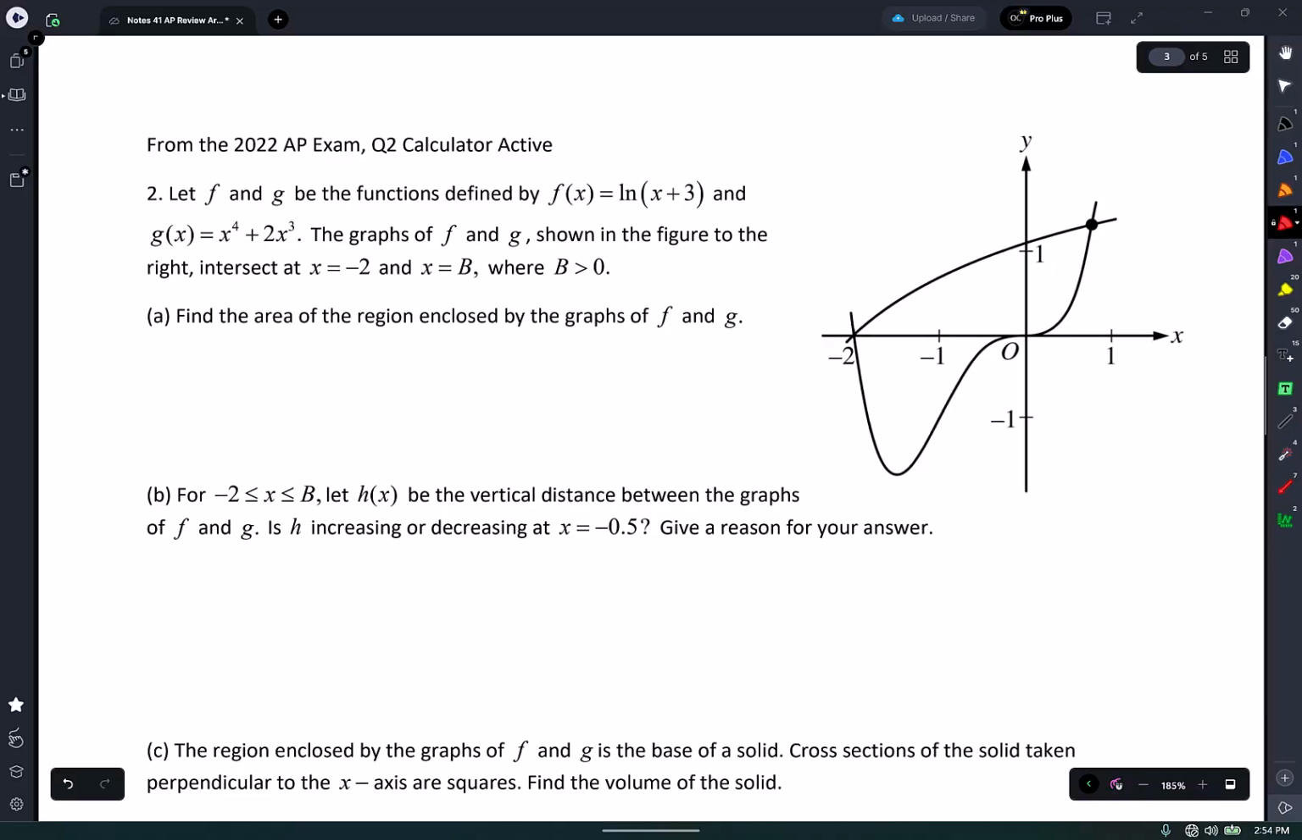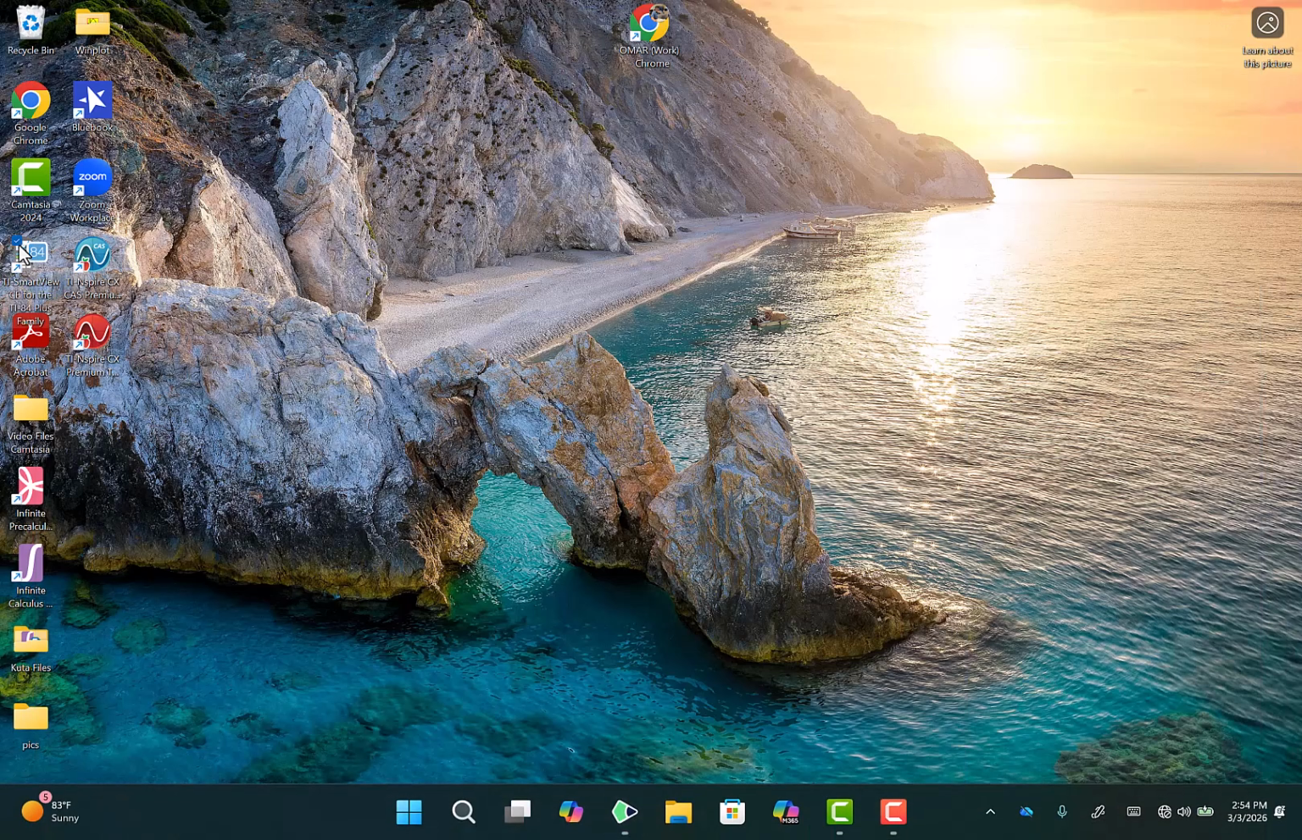All right. This is from the 2022 AP exam. This is Calculator Active. Does everyone have a calculator? All right. So here's my calculator. Well, I don't have a calculator, but I'm getting it though. I actually have a TI Inspire also, but I like the 84 for this.